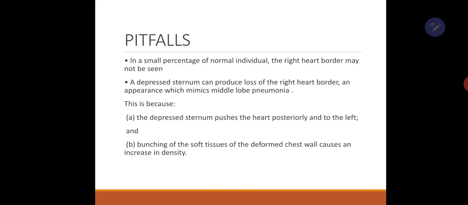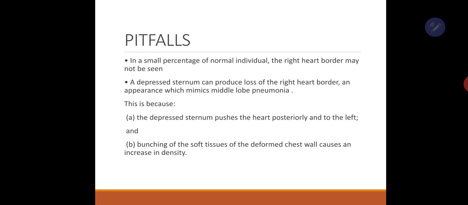What are the pitfalls of the cardiac silhouette? In a small percentage of normal individuals, the right heart border may not be seen. We may mistake it for some pathology, but it is a normal variant. It's seen in some normal people, so don't misunderstand it as some pathology.